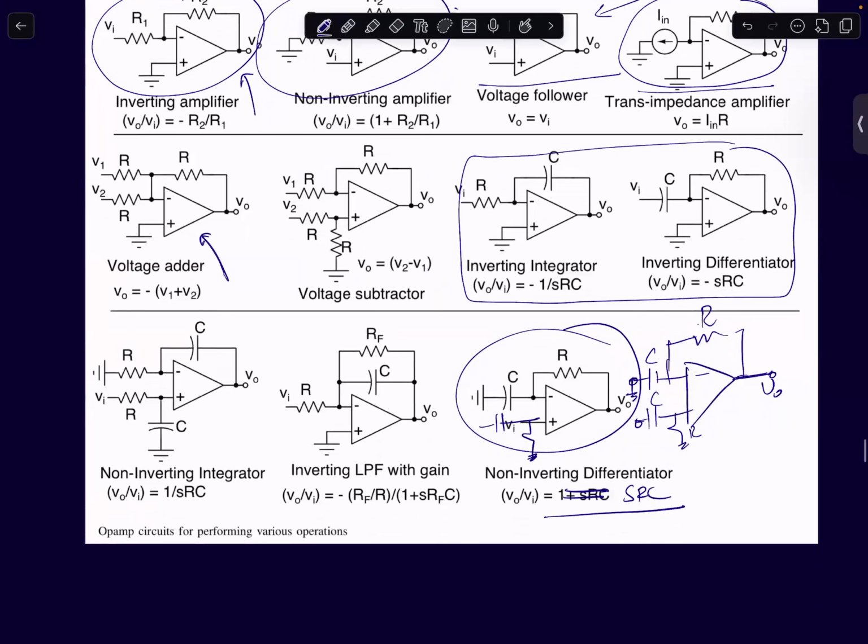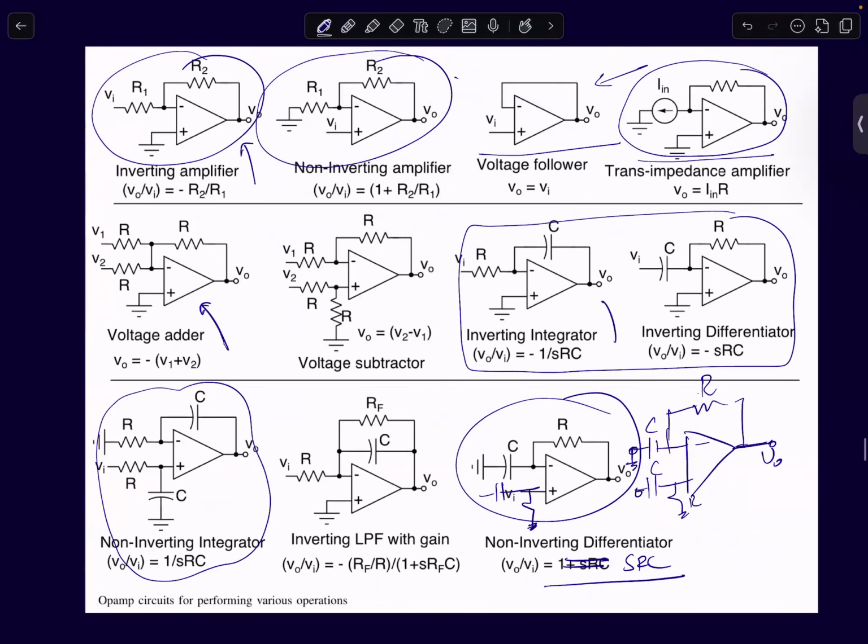Then we also discussed the circuit for a non-inverting integrator, which you can build using a single op-amp. So here, if you see, this is an inverting integrator. To achieve a non-inverting integrator, you'll have to put an additional op-amp with a gain of -1. You'll have to flip it once again. And similarly, for a non-inverting differentiator, you'll have to put an additional gain of -1.